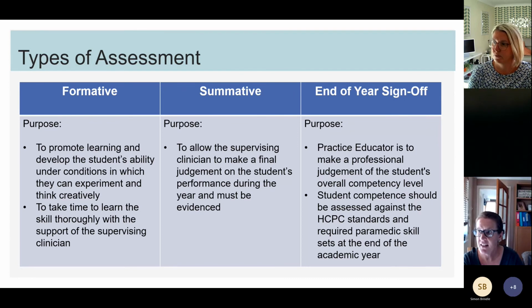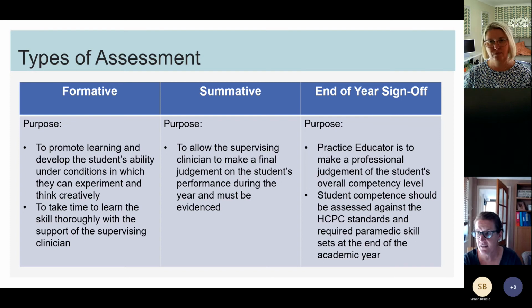And as I said already, for the end of year sign off, the practice educator makes that professional judgment to say that the student has reached the competency level required to move into the next level of the programme, or if it's the end of year 3, to qualify as a paramedic.